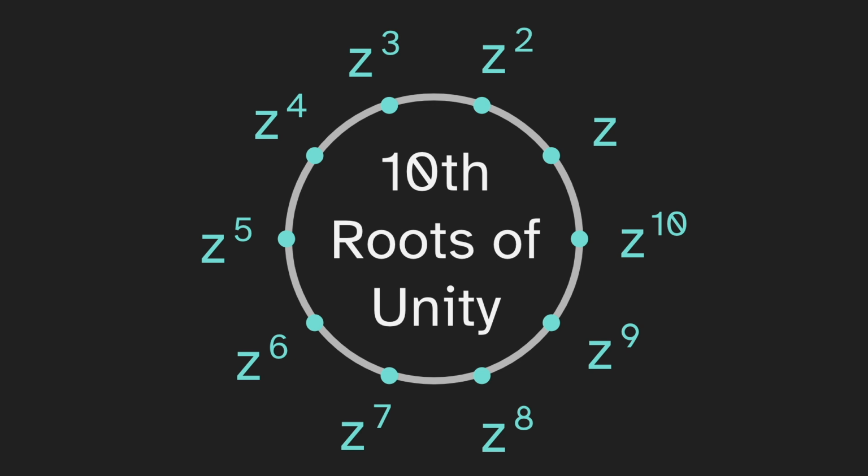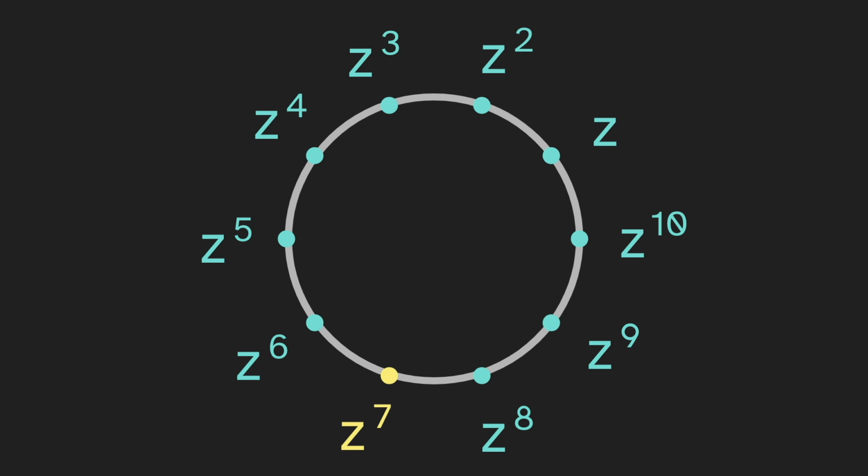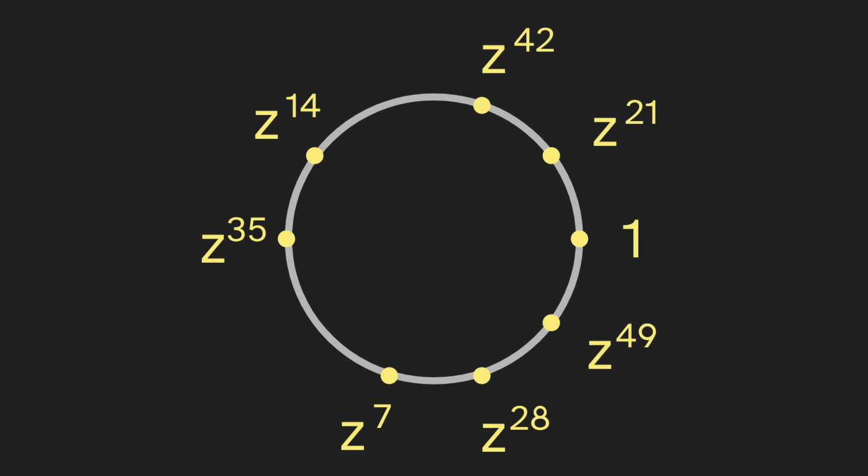And we created them by multiplying by z. But we didn't have to multiply by z. We could have instead multiplied by maybe z to the 7. So if we start with just 1 and multiply by z to the 7, and then again we get z to the 14 and then z to the 21, and we can continue doing this, and we see that it gives us all 10 points until we finally arrive at z to the 70, which equals 1. So z to the 7 gives us all 10 points.